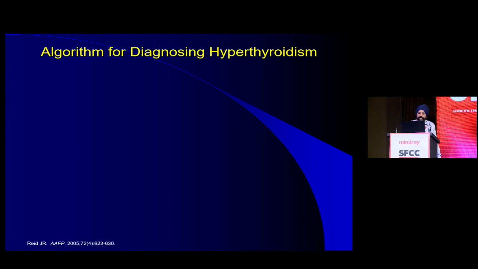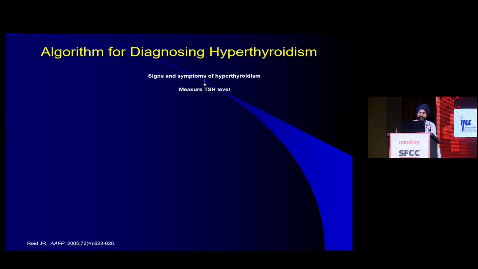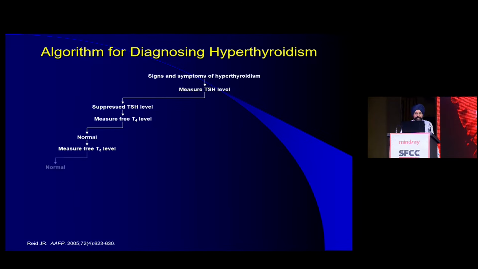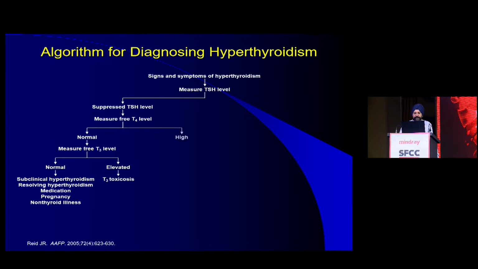So this is an algorithm for diagnosing hyperthyroidism. So we see signs and symptoms of hyperthyroidism, we measure the TSH levels. If they are reduced, we measure FT4 levels. If they are normal, we measure FT3. And if the FT3 is normal, this is the case of subclinical hyperthyroidism. However, if this FT3 is elevated, it is T3 toxicosis. If FT4 is high, this is primary hyperthyroidism.